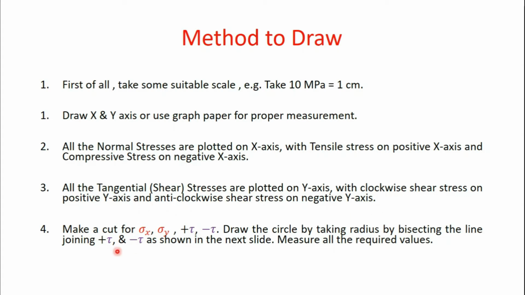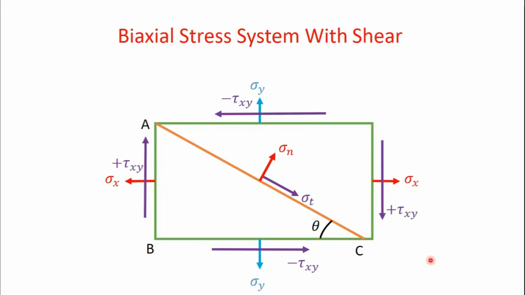the negative y-axis. And we are considering a biaxial system with shear, so this is the figure, or this is the element for which we have to draw a Mohr circle. We are considering this figure, and you can see the shear stress at sigma x is positive and the shear stress at sigma y is negative. We will draw accordingly as per our sign convention.